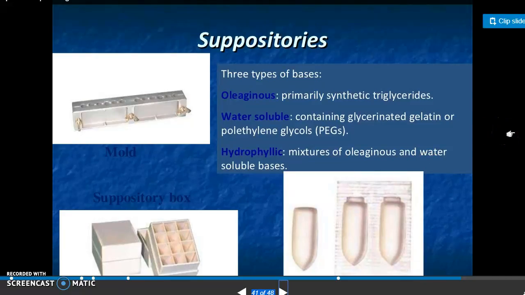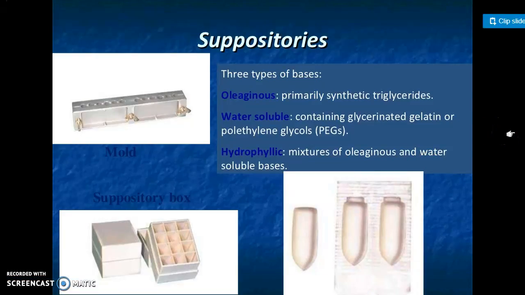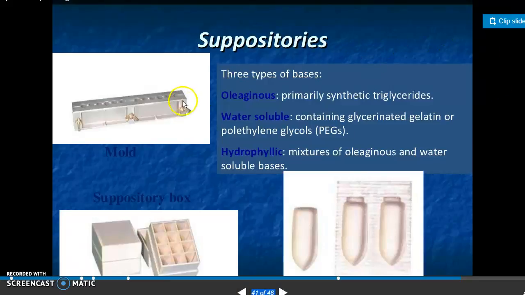Suppository. Remember we have talked about parenteral and enteral. And when we talk about enteral formulations, you have oral, buccal, sublingual, and rectal. Most suppositories will be for rectal use. You have three types of bases that are used, and here is what we call a mold in which a suppository is made.